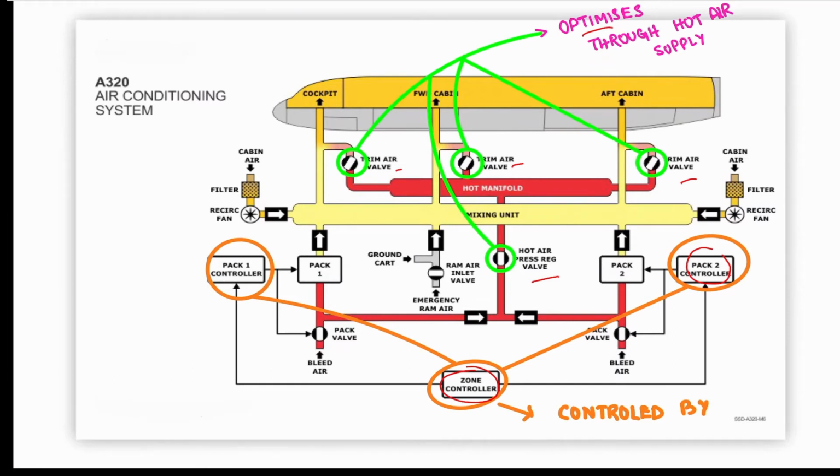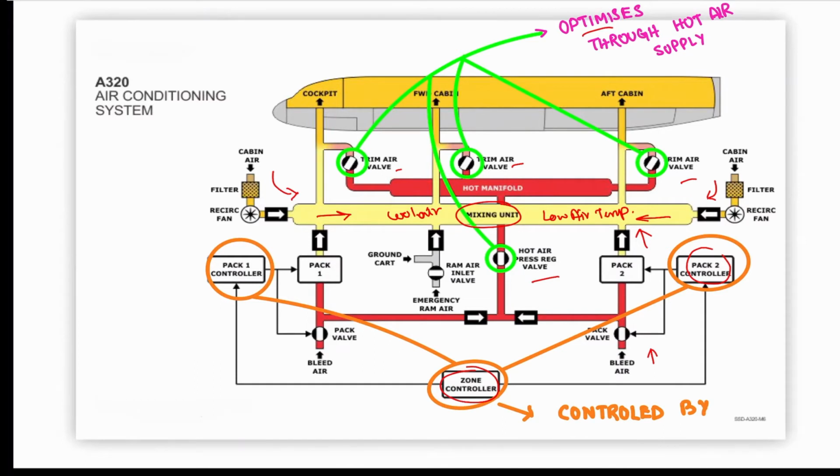So what happens is the bleed air, which is basically the hot air coming from the engine, comes to the pack. The air gets cooled down and it comes to the mixing unit. In the mixing unit we can see the cabin air is also getting inserted, through the recirculation fan, and it comes into the mixing unit. So the mixing unit holds air of low temperature, so the mixing unit has cooler air. We can say cool air.